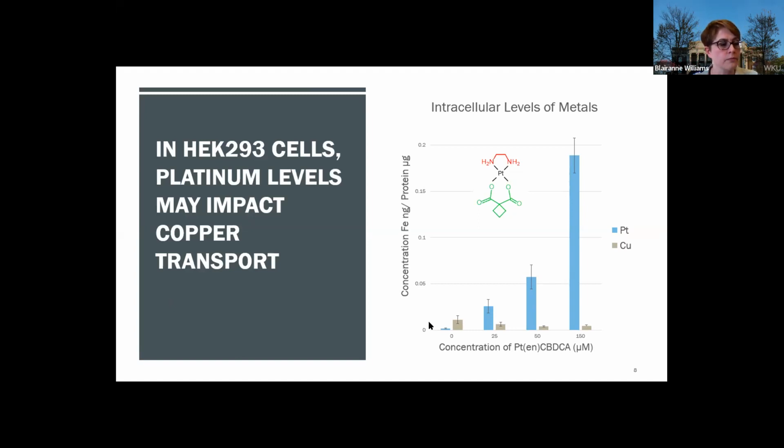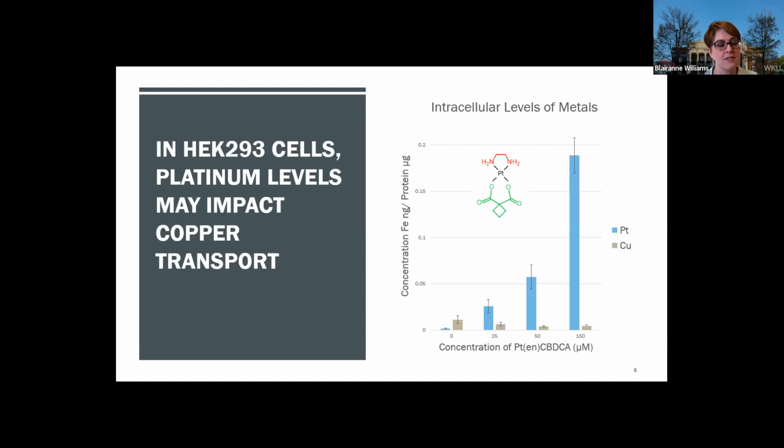And then you can see that copper actually seems to be going down. Now, again, this is an N of 2, so we haven't run any statistics on this, but we're kind of excited about this. So this does kind of corroborate some of the other data that we've seen. We have other metals that we may go back and add into this.